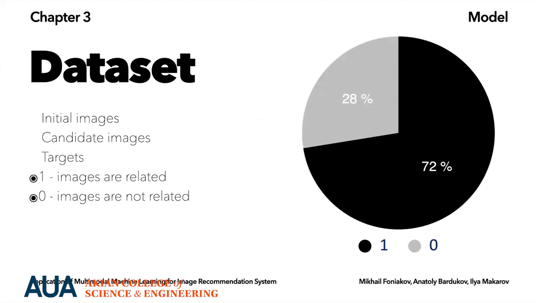For building my recommender system, we need some dataset for training our model. I use a dataset with images from Yandex, and it has the following structure. Initial image, it can be a completely random image. Candidate image, the picture which is recommended or isn't recommended for the initial image. And of course, the binomial target of the pair of images: 1, the images are similar, and 0, the images are not similar. More than 75,000 pairs have target 1, and about 30,000 have target 0. So the data has an imbalanced structure and needs some preprocessing.